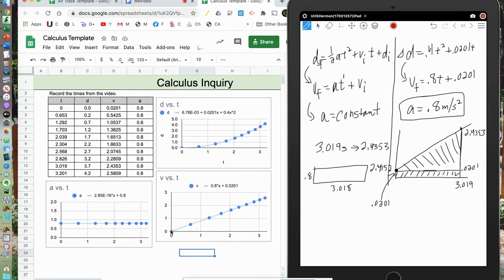So what I should have is D should equal the area of this triangle. What's the area of a triangle? Well, it's 1/2 the base, which would be 3.019. That's time, right? Times this height right from here down to here. That's a change in velocity. It's the final velocity minus the initial velocity, so change in v. Okay, plus the area under the rectangle, which would be the height, which is initial velocity 0.0201, so vi, times the base, which would be the time.